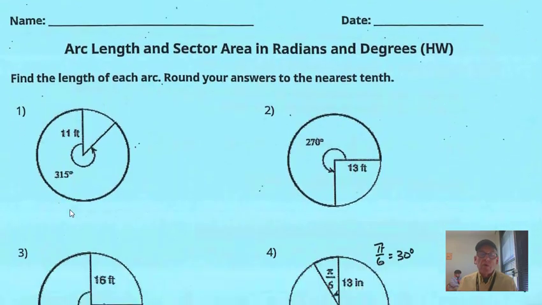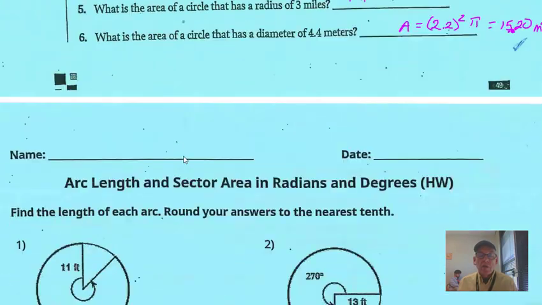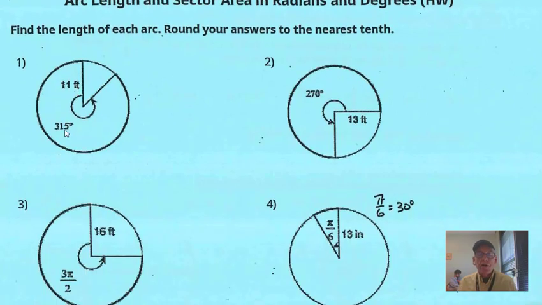Okay, let's look at the next page. Here we're looking at arc length and sector area. So we're doing a fraction out of 360 times the area for sector area. And if we're doing arc length, we're doing a fraction, the central angle over 360, times the circumference. So here we're doing the length of the arc.